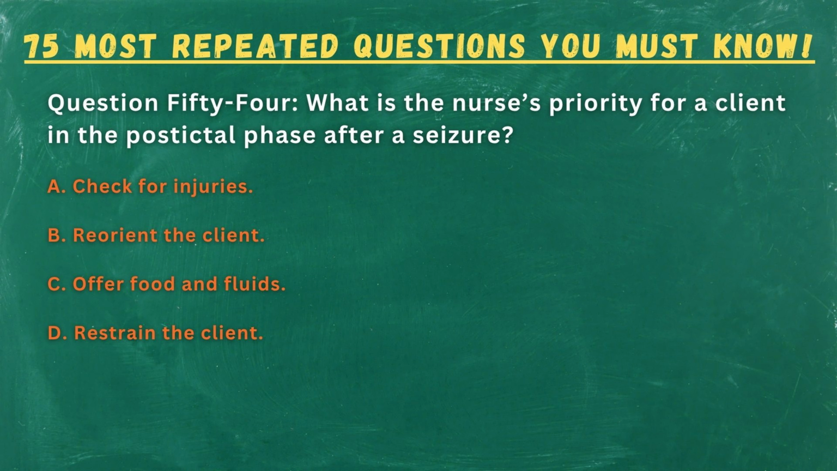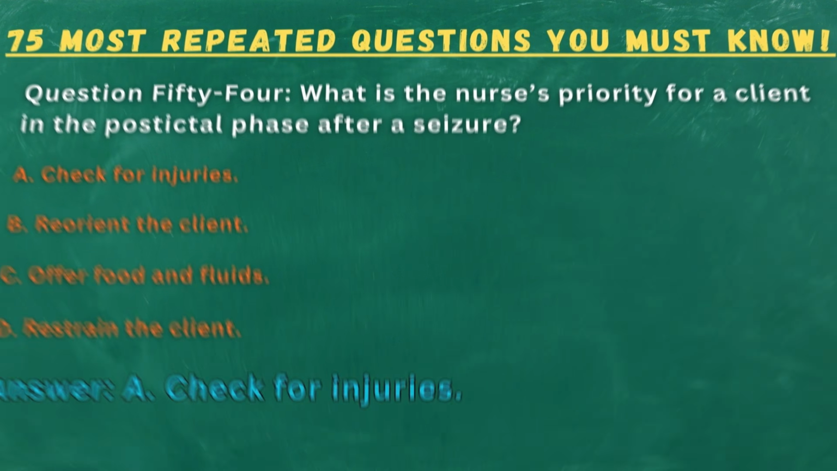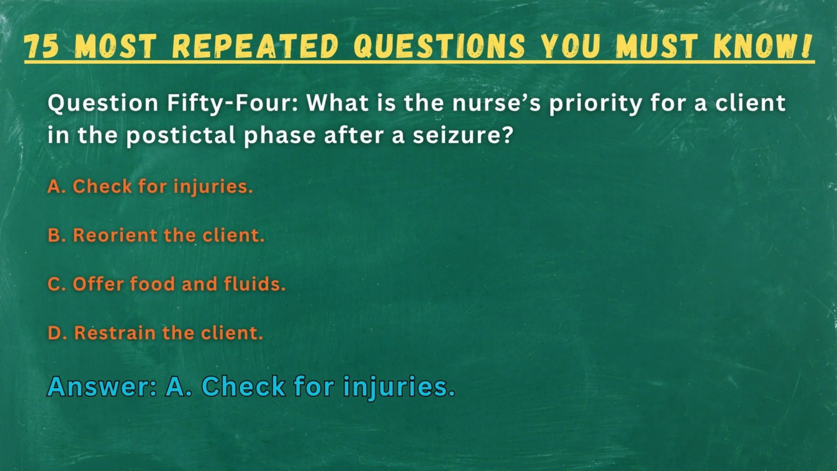Question 54. What is the nurse's priority for a client in the postictal phase after a seizure? A. Check for injuries. B. Reorient the client. C. Offer food and fluids. D. Restrain the client. Answer, A. Check for injuries.